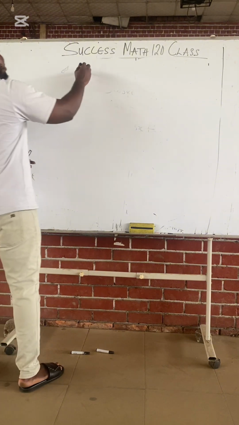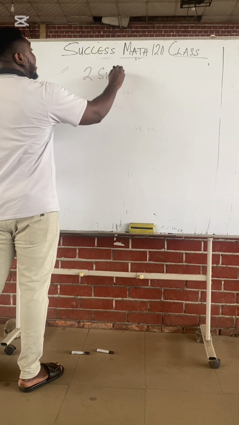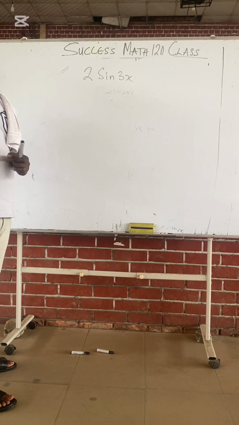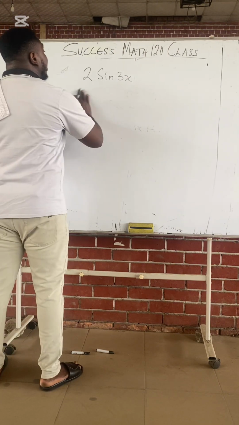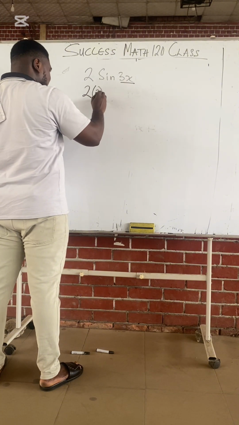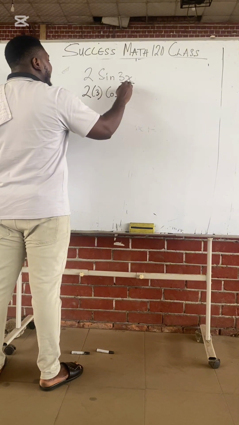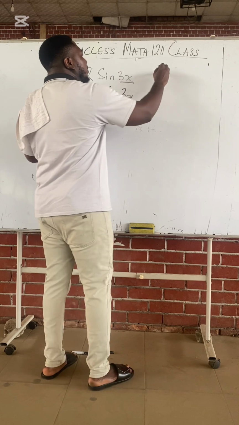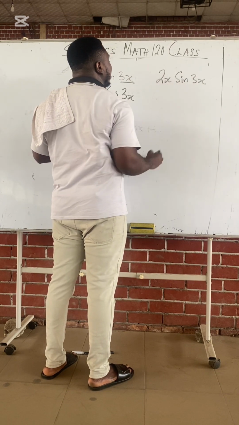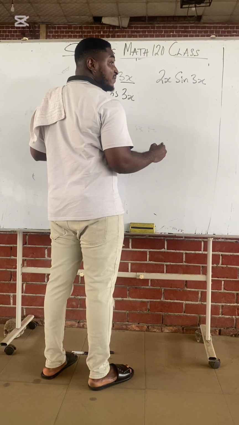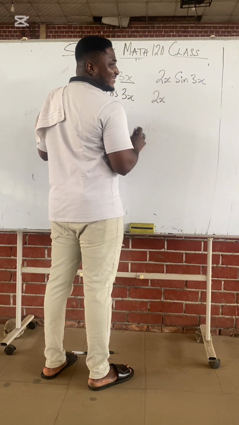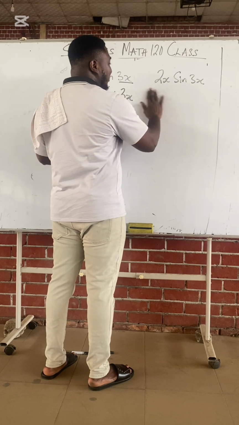I just told you that if you differentiate 2 sine 3x, what will you have again? 6 cos 3x, because nothing happens to the 2, right? Differentiate 3x, what do you have? 3. Sine changes to cos. So if we have 2x sine 3x, what will you do? Nothing happens to the 2x, right?